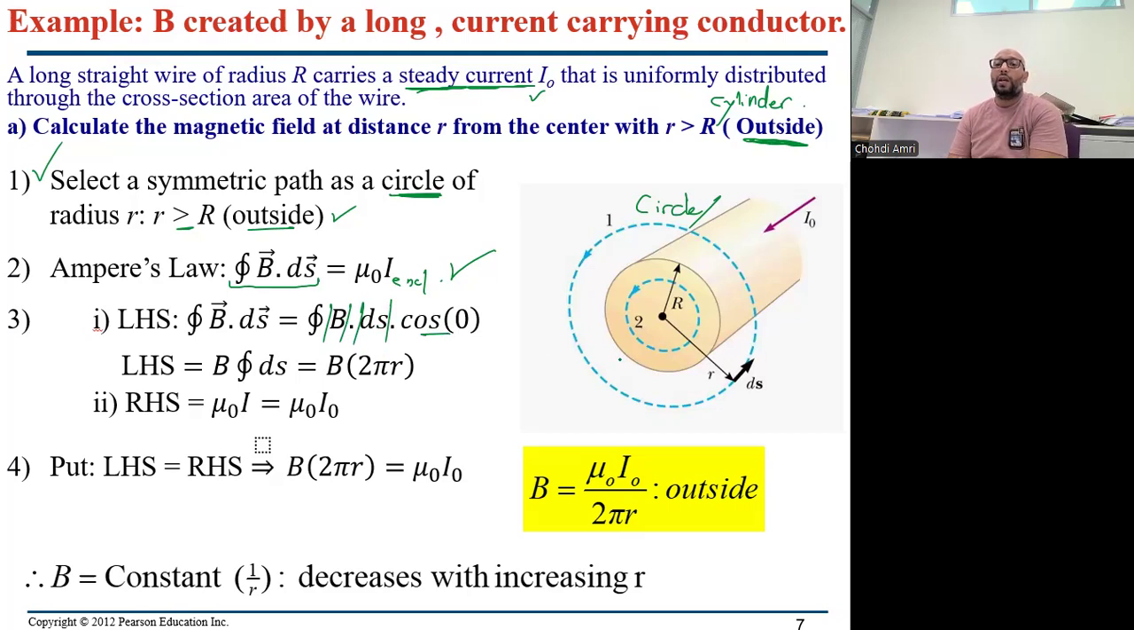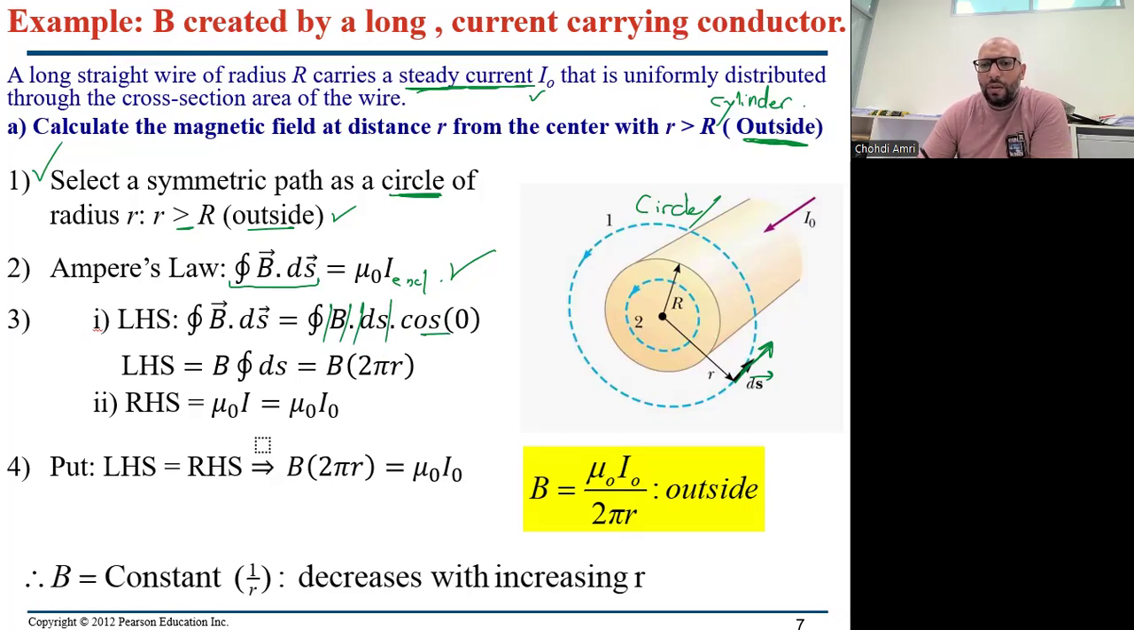Now, what will be the angle between B and ds? At first, what is ds? ds is the vector tangent to the symmetric path. This is ds. Okay. Now, where is B? B is the magnetic field produced by a very long wire.